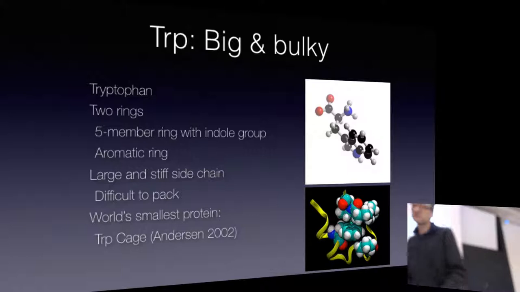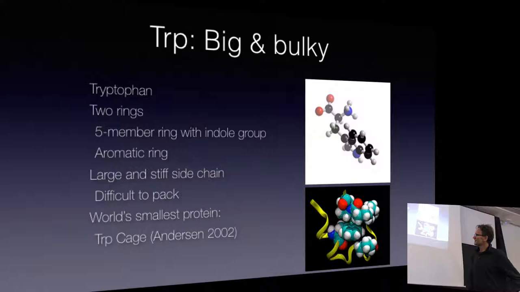And there was a famous paper in 2002, when they managed to create an artificial protein. Because at some point, if you just take two, three amino acids and pull them together in polypeptide chains, at what point does it start to be a protein?